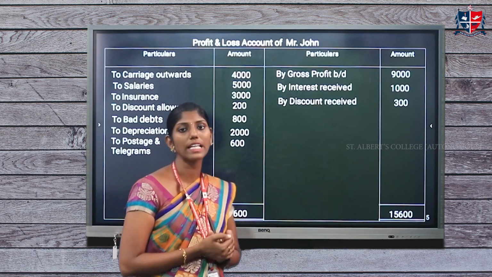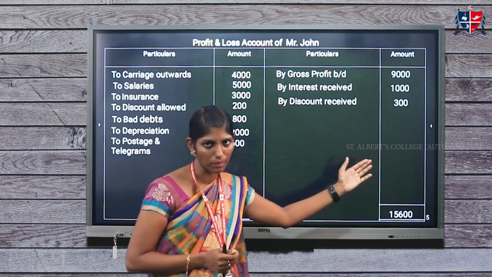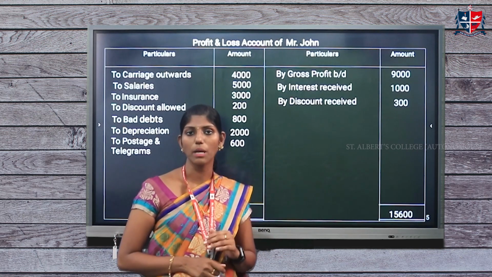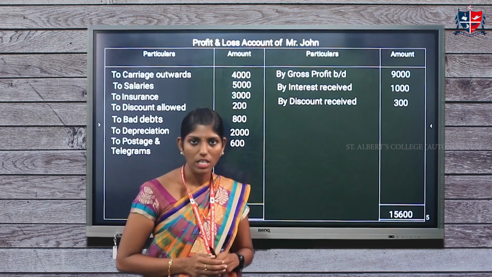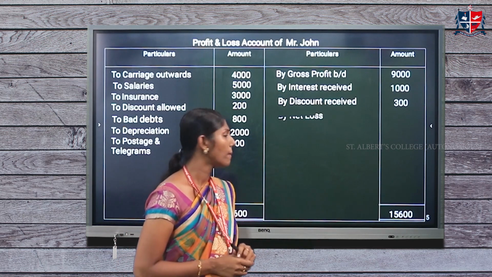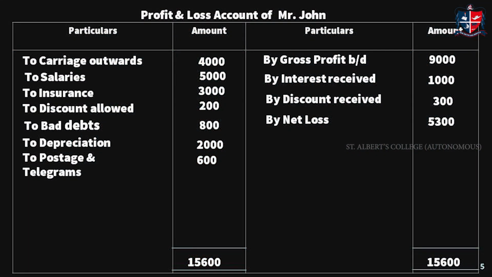After that, we have to take the difference, that is the highest total minus the lowest total. 15,600 minus 10,300, that amounts to 5,300. That will be the net loss. It should be credited in the P&L account. By net loss 5,300. After entering this amount, it should be transferred to the balance sheet under the heading capital. Okay, this is the solution to the problem.